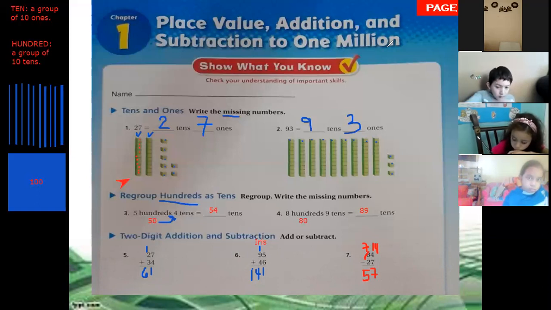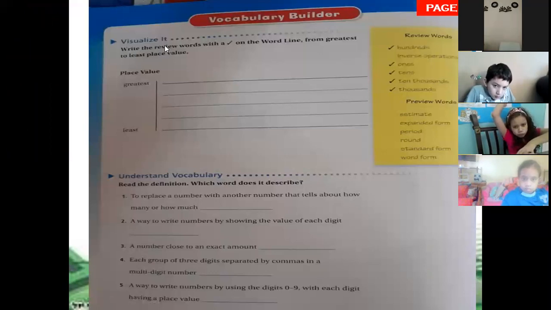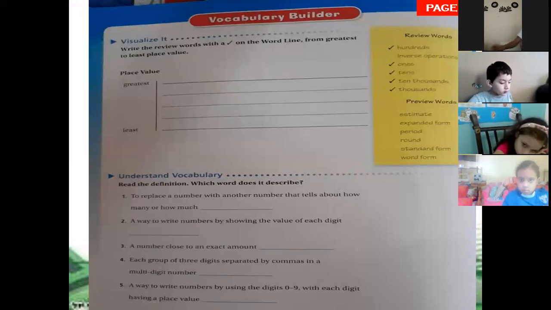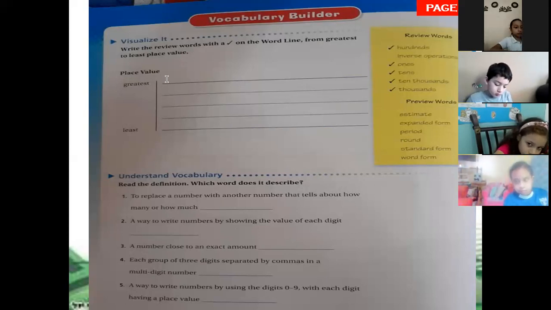Now, I know that it's late, but I have something else. We have to complete the next page. Let's do it quickly. Here, we have a yellow box with some terms. Visualize each. Write a review word with a check, which are the first 5 terms on the word line from the greatest to the least place value. What is the greatest?